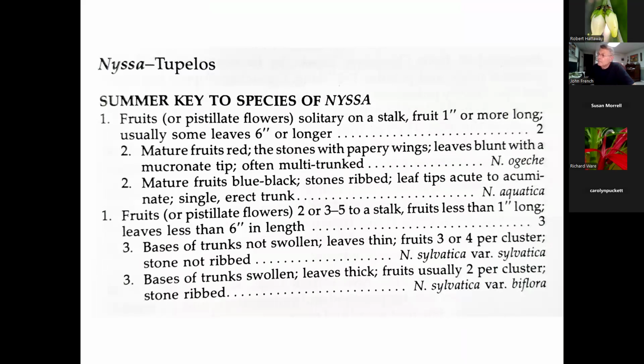Fruits or pistillate flowers, solitary on a stalk. Anyway, we got up to Nyssa, which is black gum, most people call it, or Tupelo. Fruit or pistillate flowers solitary on a stalk, fruit 1 inch or more long, usually some leaves 6 inches or longer. Now that would be that first picture that I showed you of the leaf, which is Ogeechee. That's not the one we're keying.